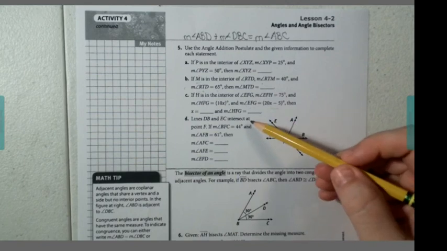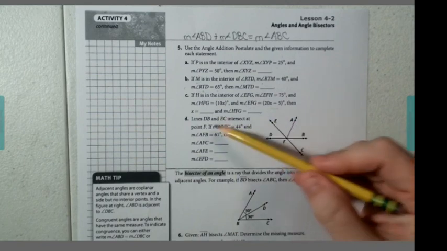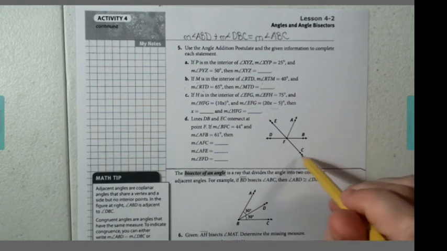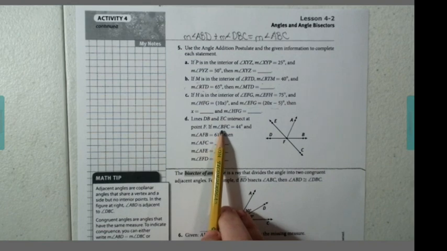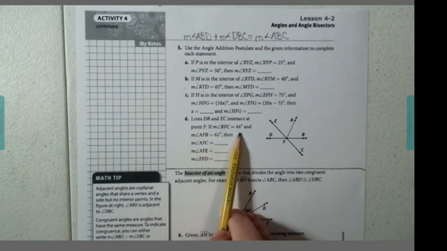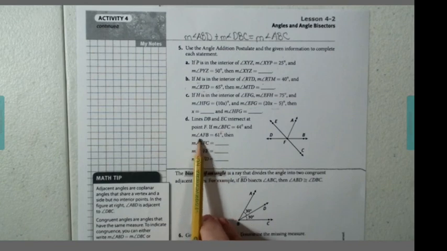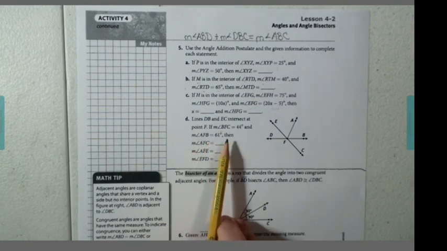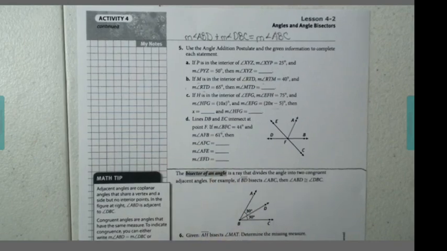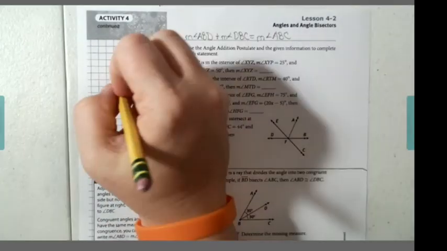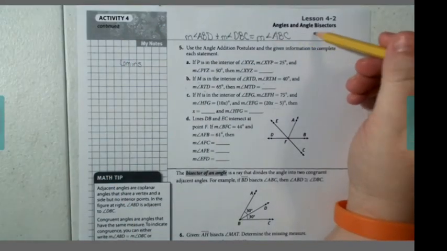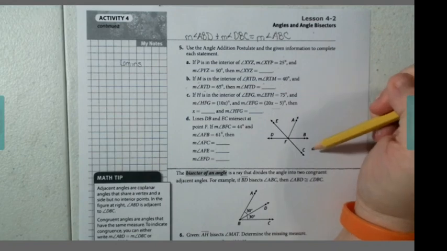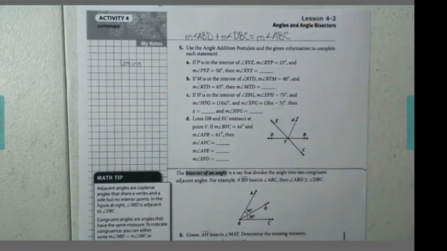And in the last one it says lines DB and EC intersect at point F like follows. And it tells you that if the measure of angle BFC is 44 and the measure of angle AFB is 61, and then it wants to find these three measures. I want you to take 6 minutes with your table mates to keep in mind your angle addition postulate and to walk through all of question 5. So go ahead, pause your video, take 6 minutes time.